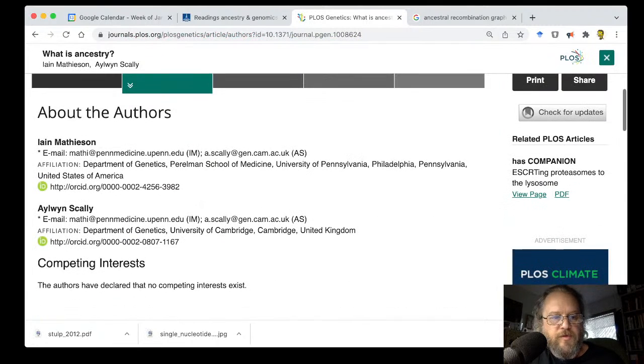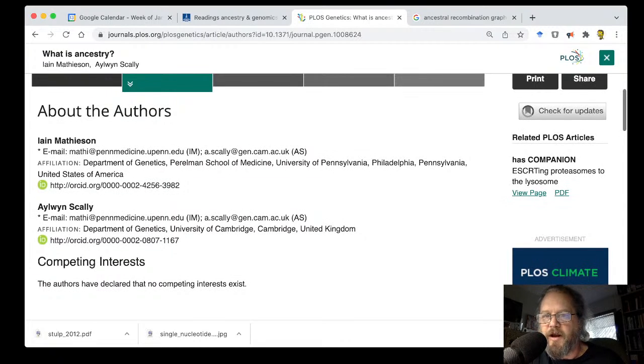All right, so who are these people? Ian Mathieson, he's in the genetics department at the School of Medicine at the University of Pennsylvania, and Aylwyn Scally, genetics, University of Cambridge. So again, as I suspected, these are geneticists. They're not philosophers. They're not religious scholars. So to the extent that they mention those kinds of caveats, we should appreciate that they're not going to be a good source for really articulating what the implications of genetic research are in relation to figuring out ancestry.